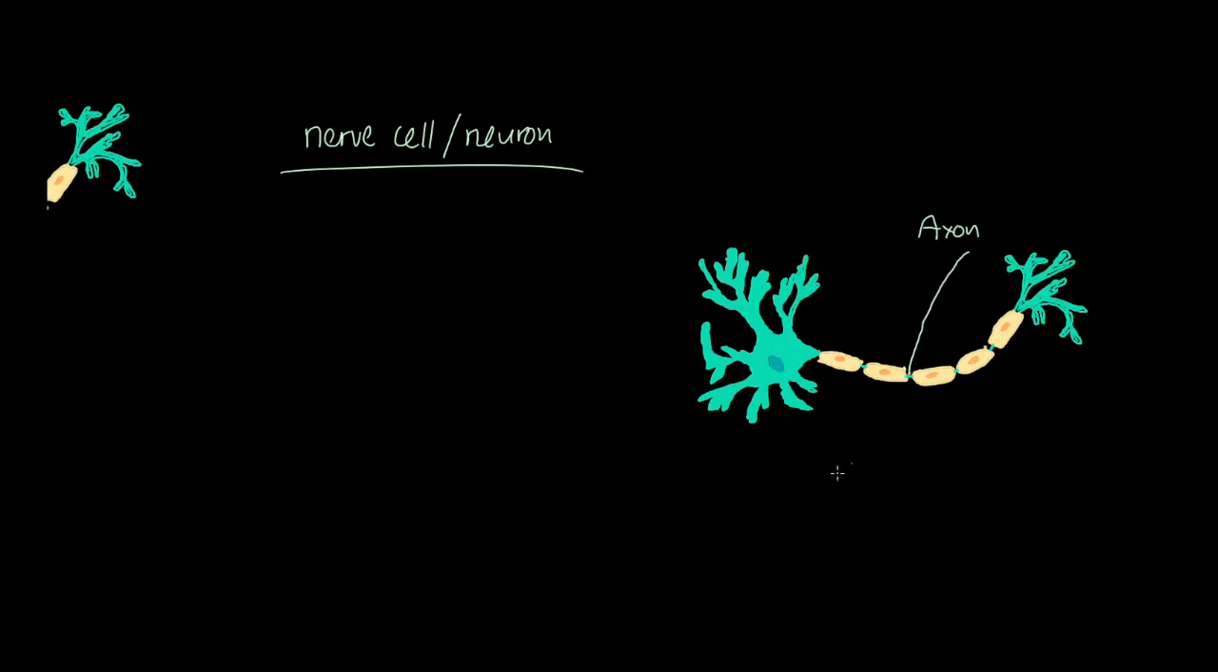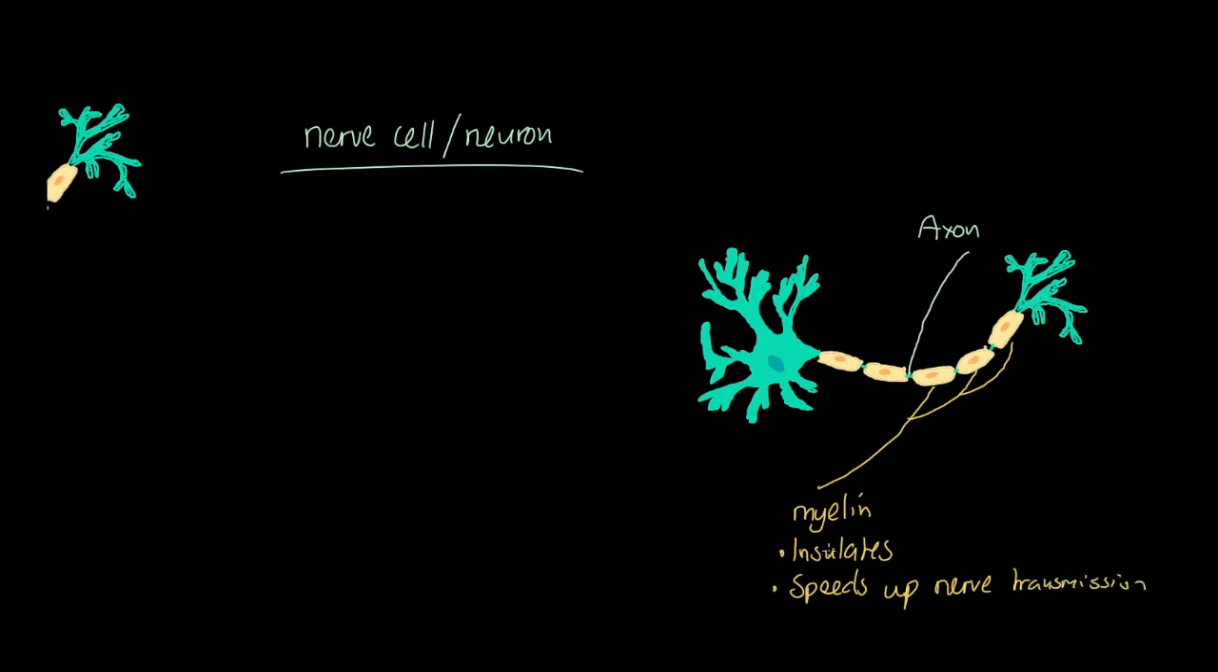Secondly, we have these structures here, and here, and here. This is what we would call myelin. And myelin's an interesting structure because it allows this cell to be insulated, and perhaps really importantly, it helps to speed up nerve transmission. So the actual speed at which the nerve impulse can travel is assisted by the presence of this myelin, which effectively coats the axon and insulates it.